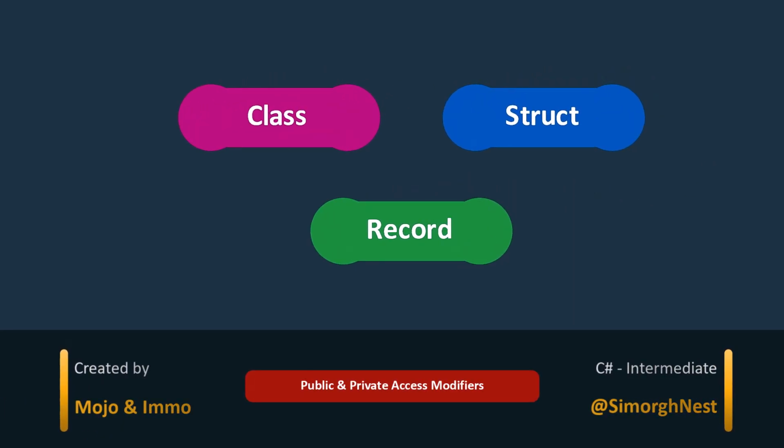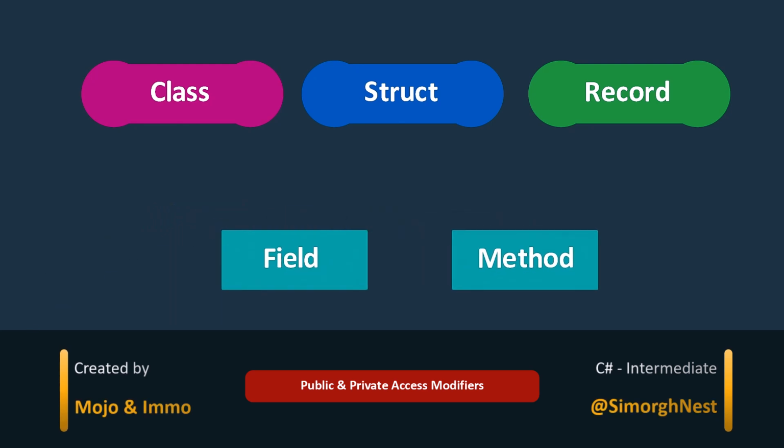In C#, there are various types such as class, struct, and record. Each of these types contains its own members, including fields and methods. All types and their members have an accessibility level that determines whether they can be accessed from other code.